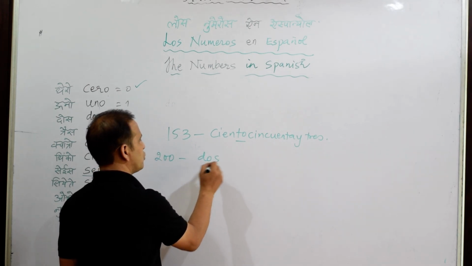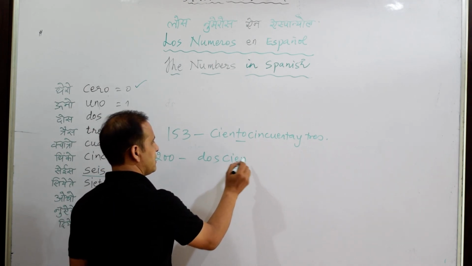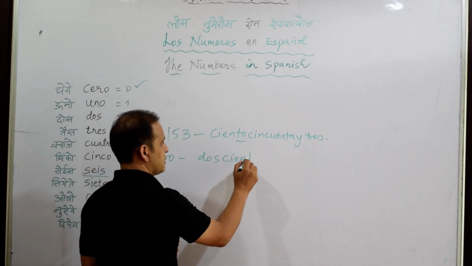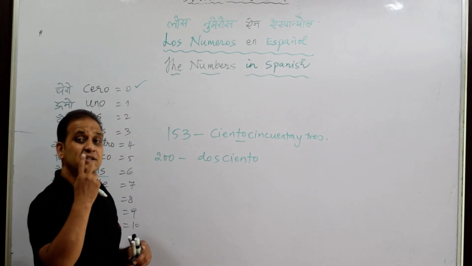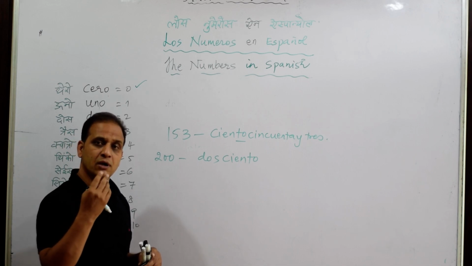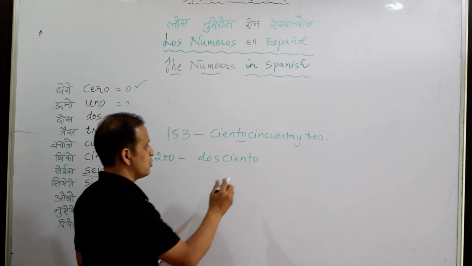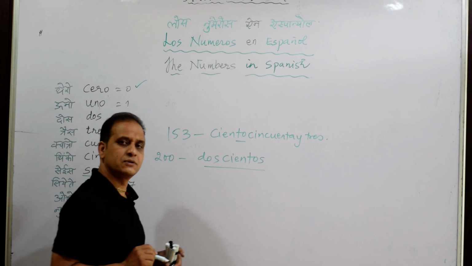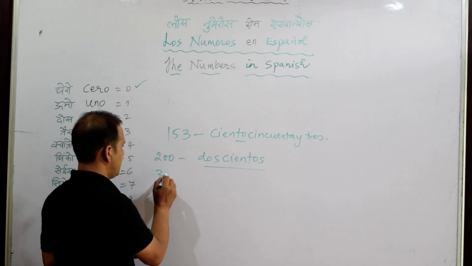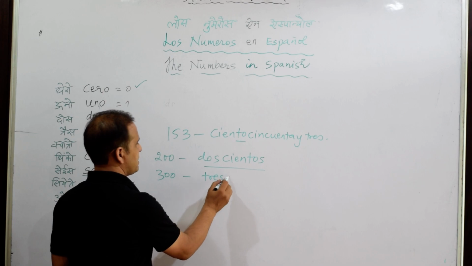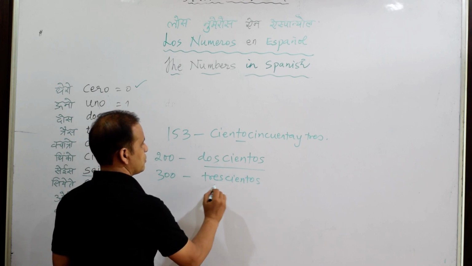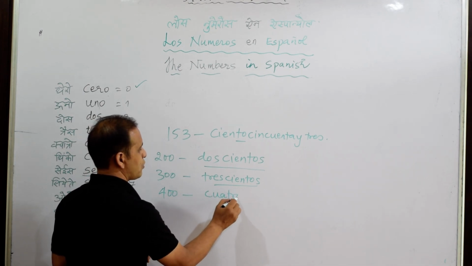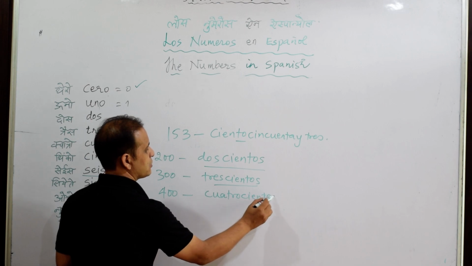Okay, you want to say 200. So what is 2? Dos. And what is 100? Cien. But this 100 is associated with some other numbers, so you will write ciento. But here it is dos. That means it is plural. 100 is plural actually. So to make it plural, you will write s. So it will be dos cientos. 300 will be tres cientos. 400 will be, what is 4? Cuatro and cientos, you see.